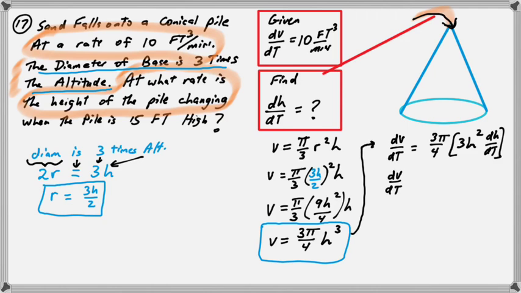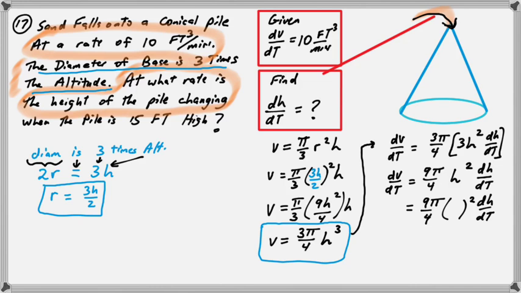So that makes dV/dt equal 3 times 3, which is 9π/4 h squared dh/dt. I'm trying to find dh/dt. So if I'm trying to find dh/dt, I need to leave it in the equation, right? So I left dh/dt there.